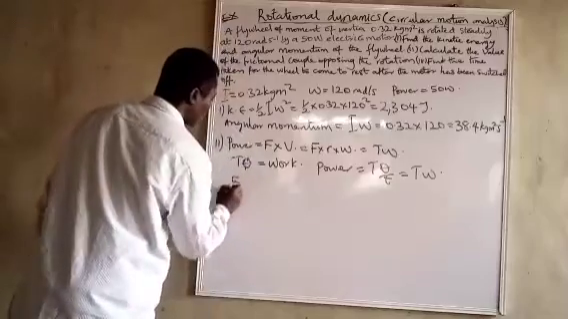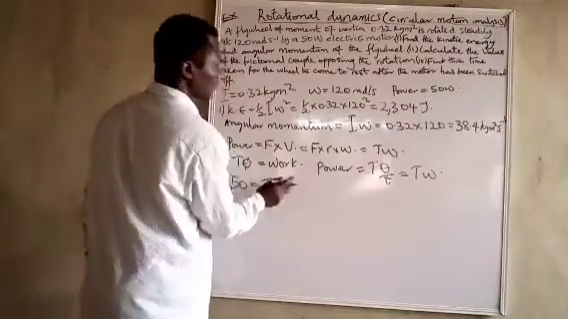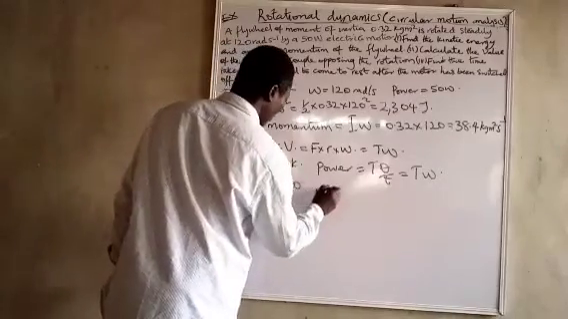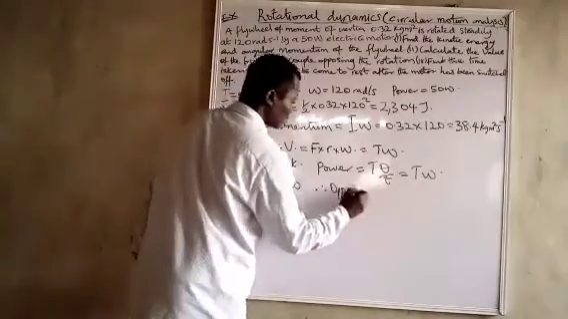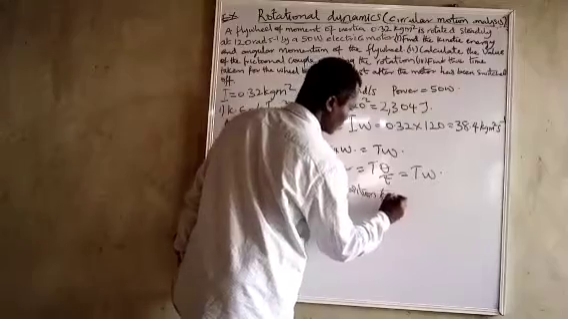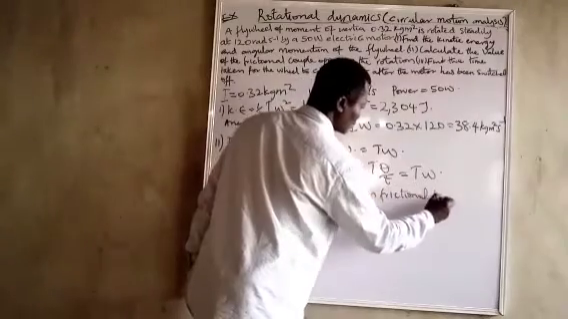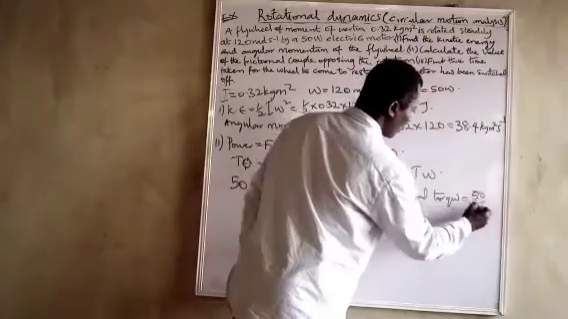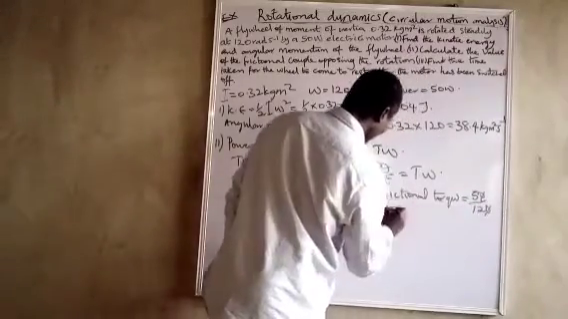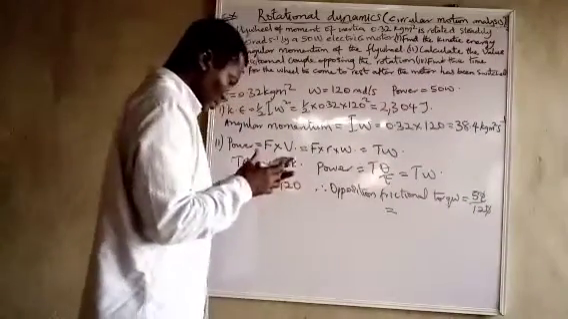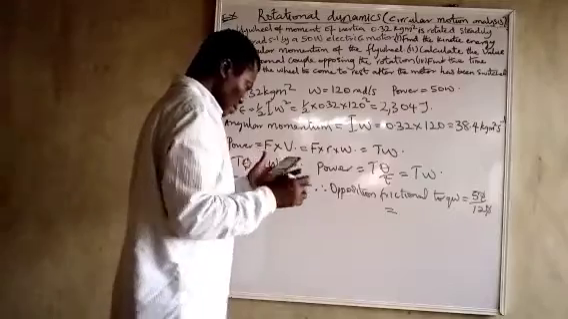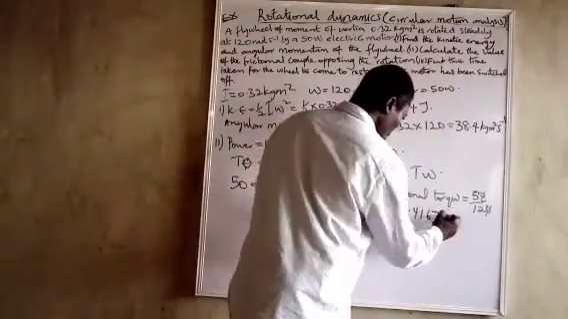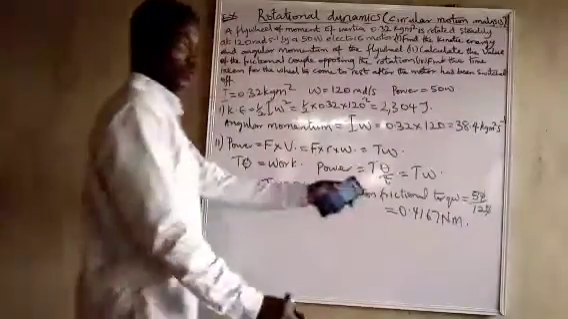So we can now say 50 is equal to the opposing torque times 120. Therefore, the opposing frictional torque is equal to 50 over 120, and that is equal to 0.4167 Newton meter. We have gotten that.